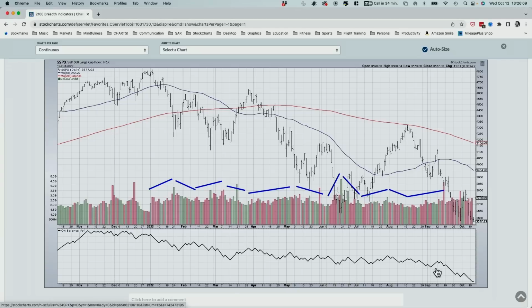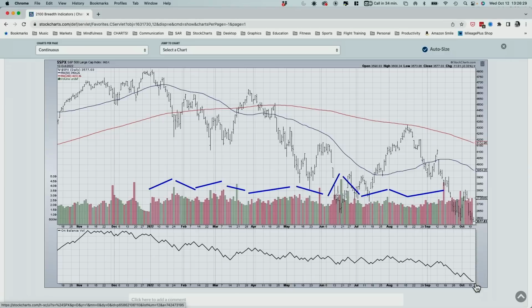On balance volume, which is an indicator that Joe Granville created a number of decades ago, really is a way of taking volume and stringing it together over time. Mark Chaikin's accumulation distribution indicator is a similar derivative, maybe even an improvement on balance volume, but just look at the consistent downtrend, particularly in September to early October.